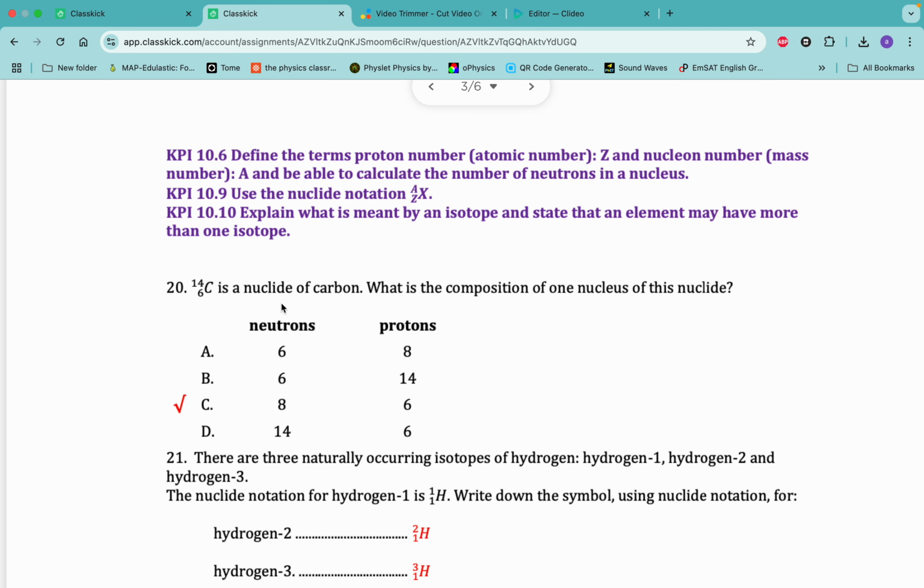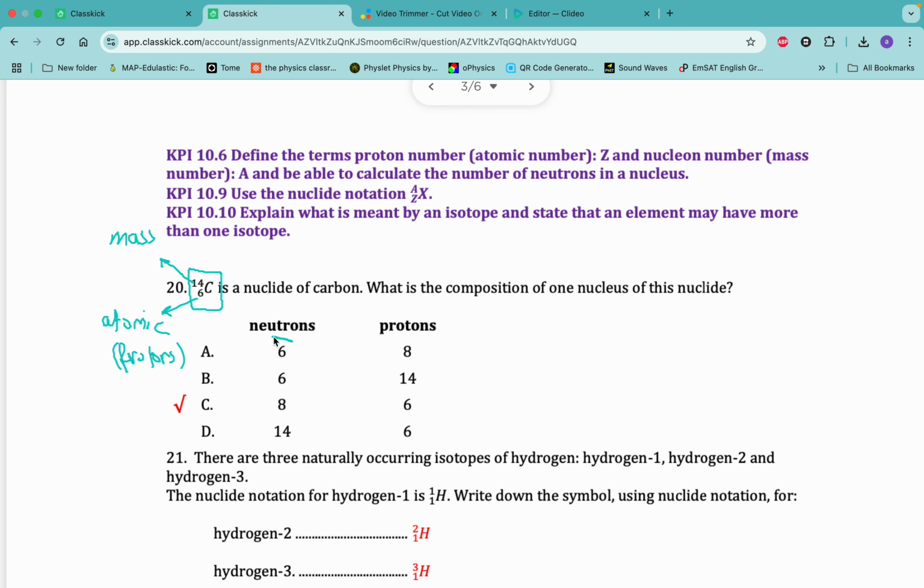Going to this question, the nuclide of carbon. A nuclide shows two numbers. The greatest number refers to the mass number, while the other is the atomic number, which shows the number of protons, which equals the number of electrons as well. So for this nuclide of carbon, what is the composition of one nucleus of this nuclide?